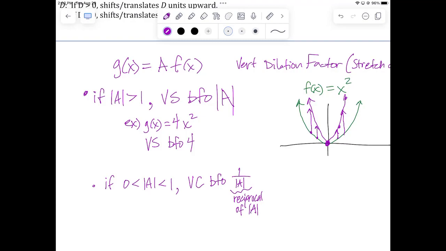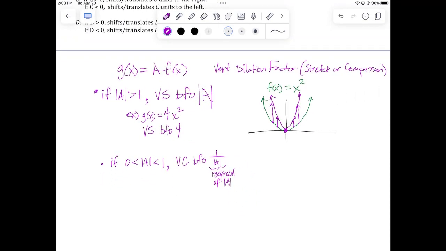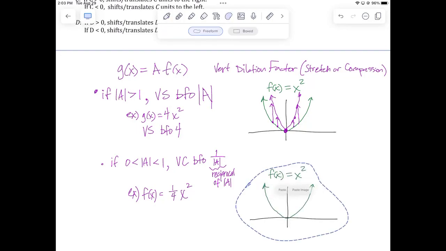Okay, it's just the reciprocal. Let me show you what I mean. Let me give you an example. F of x equals 1/4 x squared. You walk up to the problem, you see the x squared parent function, and you see a 1/4 outside of it. You're going to take your x squared values, let's go ahead and paste it in here now.